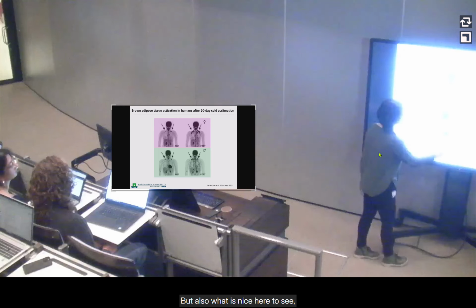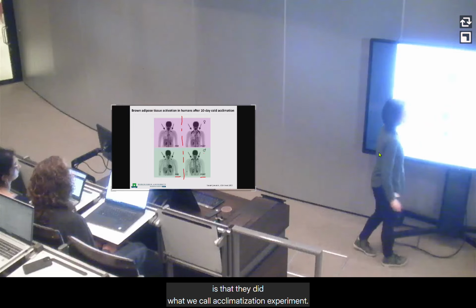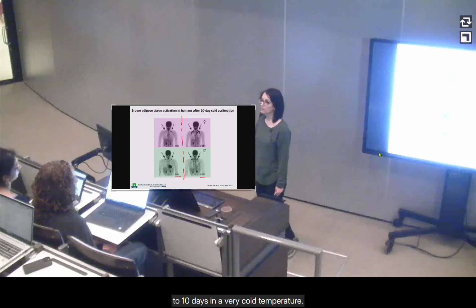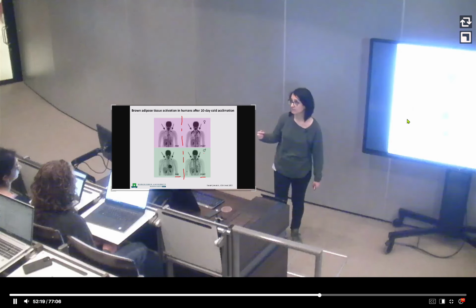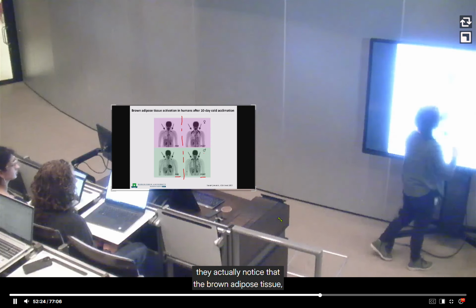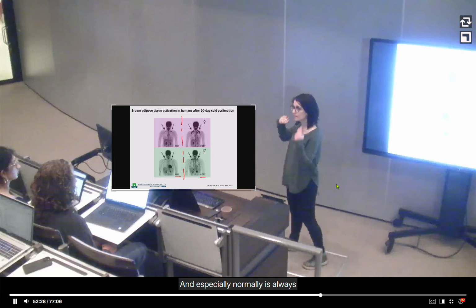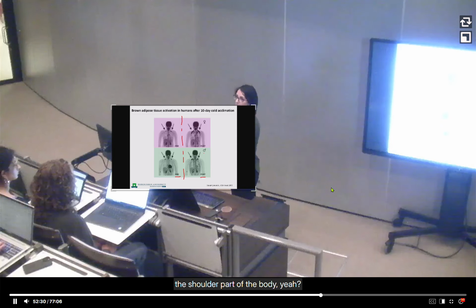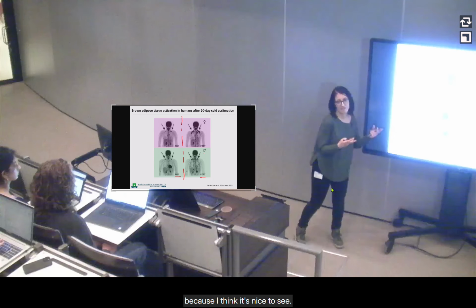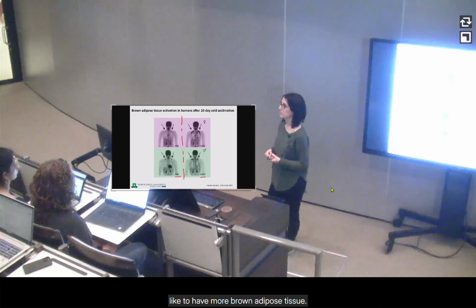But what is also nice to see, in the pre and the post in male and female, is that they did what we call an acclimatization experiment. They exposed these healthy people to 10 days of very cold temperature. And as you can see with the spots, they noticed that the brown adipose tissue actually goes up, and normally it is the shoulder part of the body. So I just wanted to show you because I think it's nice to see, and of course you can work on it, to have more brown adipose tissue.